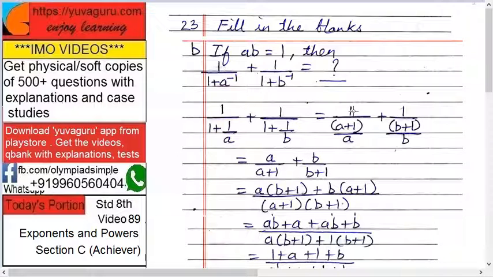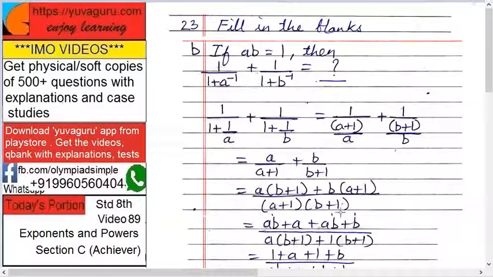and multiplied by 1. So it becomes a upon a plus b upon b plus 1. A upon a plus 1 plus b upon b plus 1. So again solve this, cross multiply. A into b plus 1 plus b into a plus 1, the whole upon a plus 1 into b plus 1. So ab plus a plus ab plus b.